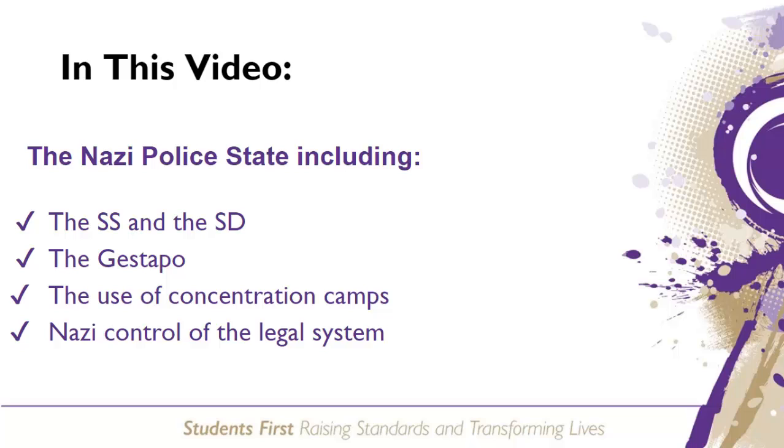Hitler ensured he controlled the legal system through the National Socialist League for the maintenance of the law, abolishing trial by jury and by setting up the People's Court.